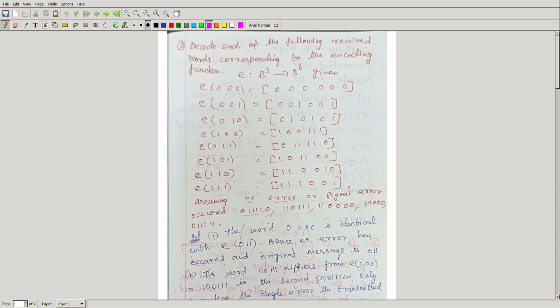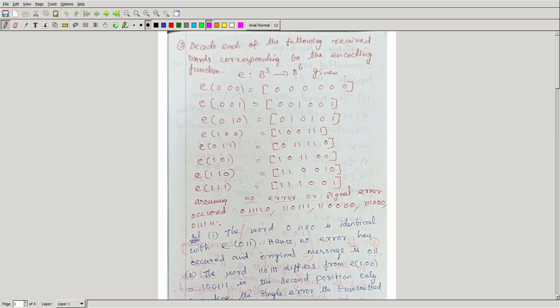Hi everyone. Next problem. Decode each of the following received words corresponding to the encoding function. Here, originally they are given from B3 to B6. They given the transpose password. From the first two problems we know how to find the extra parity codes, right? The same concept we are going to use, find the values exactly. This is totally different, not like the previous question. From B3 to B6 they created the password.